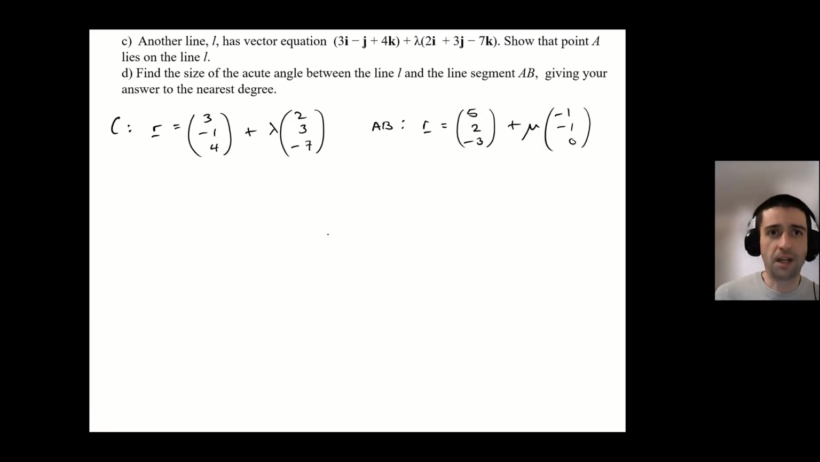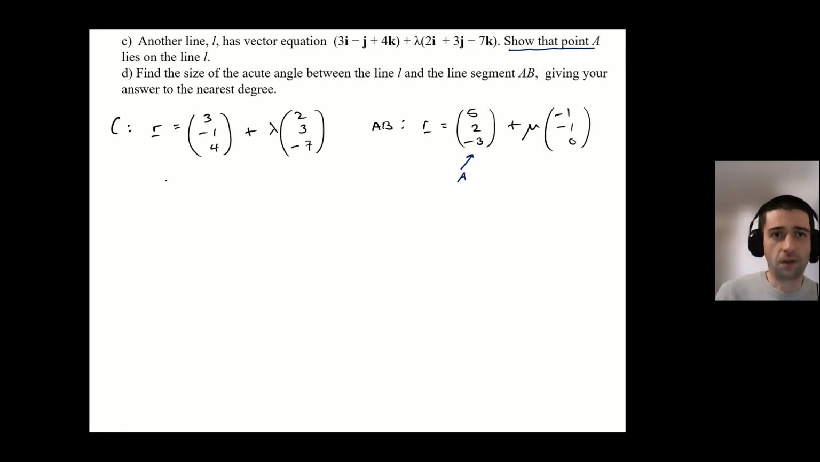Now in part C here, we're being asked to show that the point A lies on the line. Now this is the point A because we use that in the vector equation A to B. So I'm being asked to show that this point lies on this line. And what I need to do to be able to do that is to show that there's a consistent value of lambda for that point.